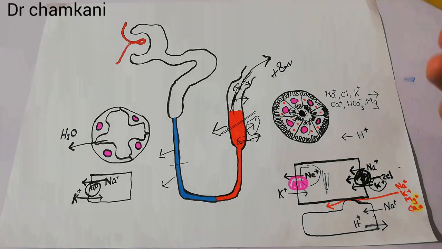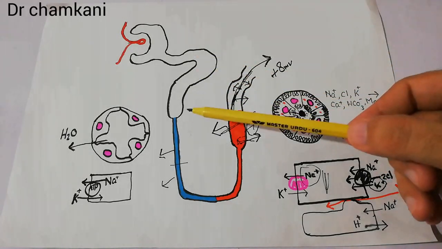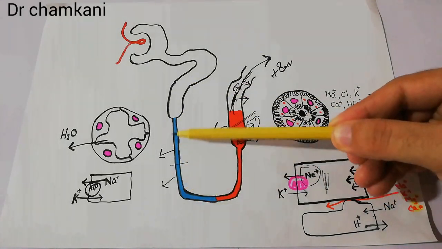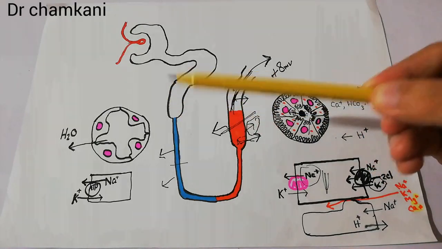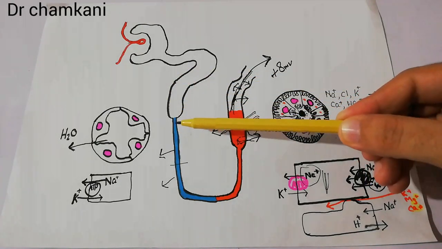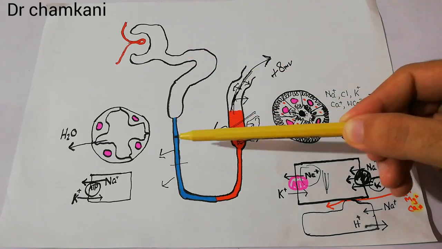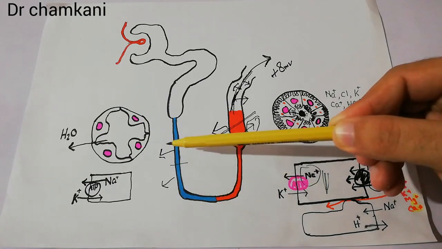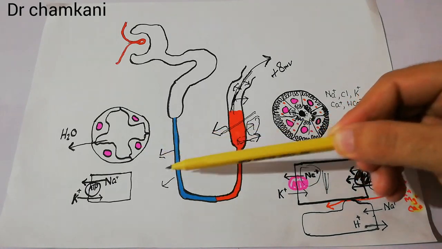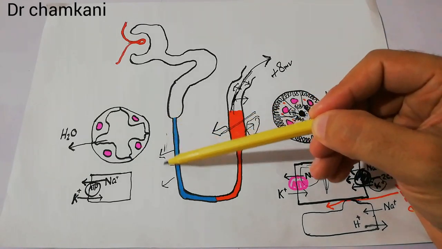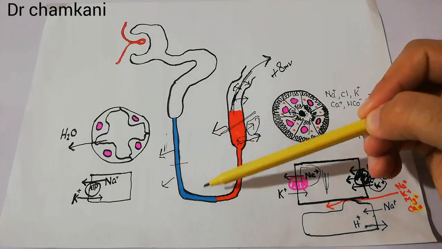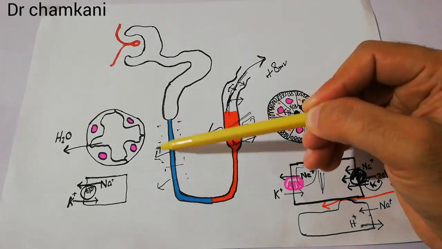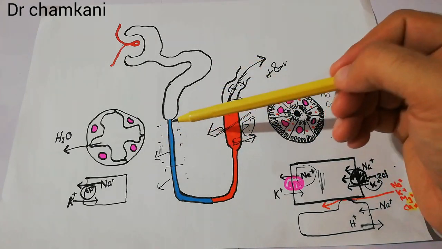Now the functional differences are really simple in the descending and the ascending segments of the loop of Henle. The thin descending segment has been shown in the blue color. The blue color is for water, and it simply means that the thin descending segment of the loop of Henle is permeable to water, and there is a lot of water reabsorption from this segment into the surrounding area, where there are a lot of capillaries, and the water can get reabsorbed into the capillaries in these interstitial spaces. The fluid then moves between the capillaries and the interstitial spaces.